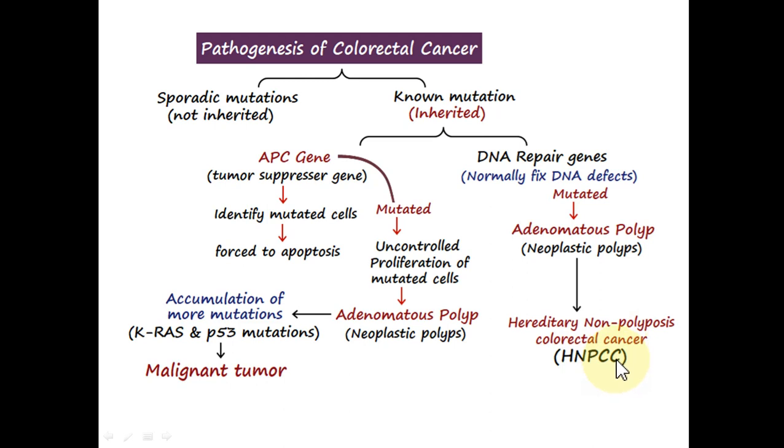So the two syndromes, the hereditary non-polyposis colorectal cancer or HNPCC and adenomatous polyposis coli syndrome, are well known, and they represent the inherited forms of genetic mutations that will give rise to colorectal cancer.